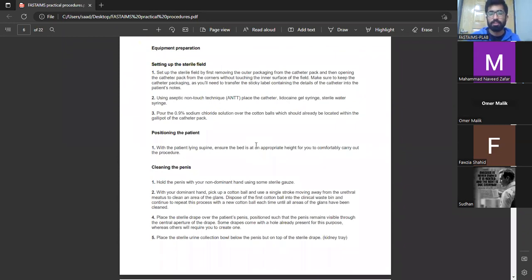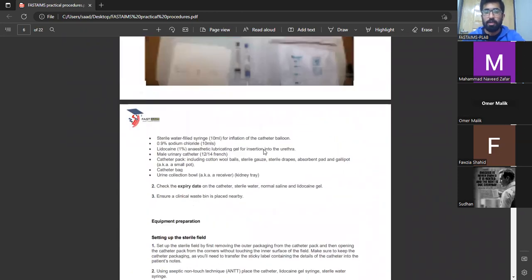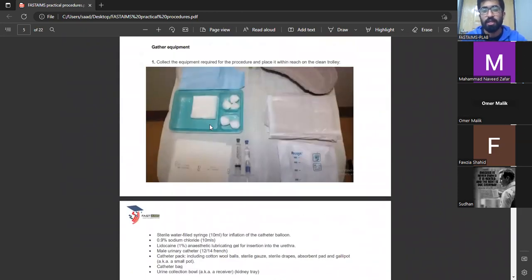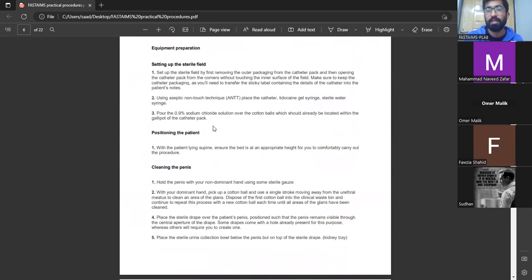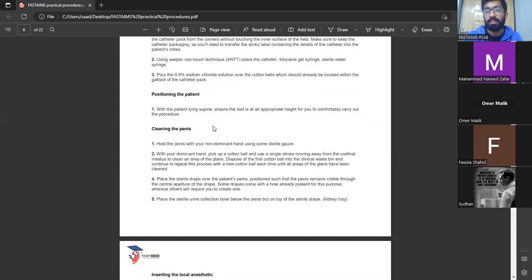So the technique is simple. First part is the cleaning. This is the gallipot, this is a gauze. You have to hold the penis with the gauze and then clean it with the cotton balls. And then again, you have to drape it, and then you have to pass the catheter. For that, before passing the catheter, pass lignocaine gel. I will be showing you a video so that you can understand how to do this catheterization.